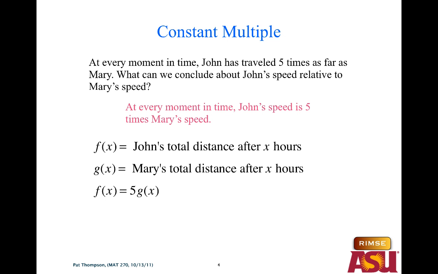Okay. But how could we represent the red statement? That's what we've written there. Now I want to write that at every moment in time, John's speed is 5 times Mary's speed. How do we do that? Because that's distance, right? The distance equals 5 times Mary's distance. What about speed? What is speed relative to distance?